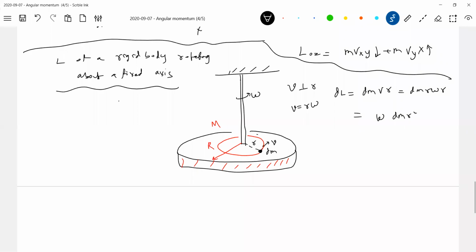What is the angular velocity of all the particles? It will be the same. So therefore, I will sum up that. Now, why is omega brought outside? Because all particles will have the same angular velocity, but different particles will have different mass and they'll be at a different distance from the axis of rotation.